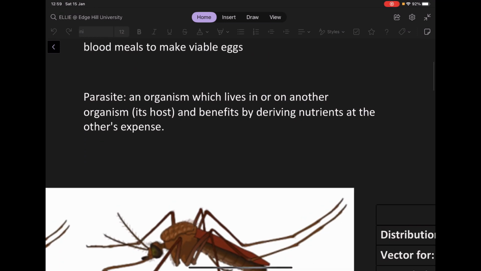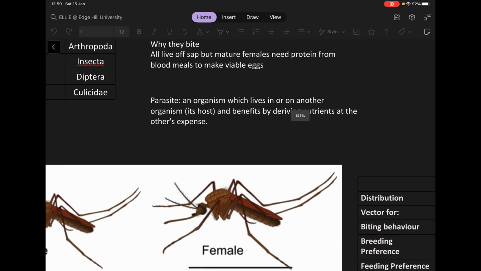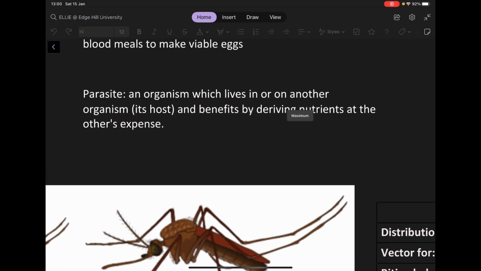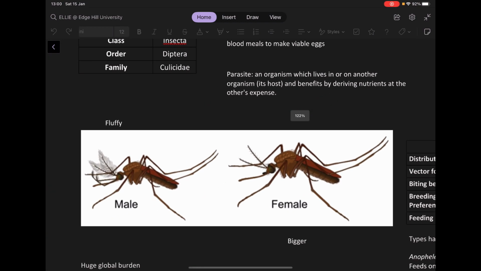We've already mentioned what a parasite is, but we'll summarise it again. A parasite is an organism which lives in or on another organism and benefits by deriving nutrients at the other's expense. So it's a slightly different definition from the other video, but it's still basically the same.